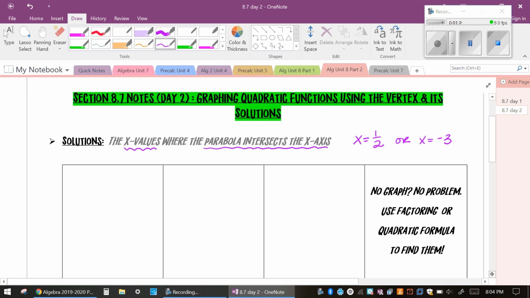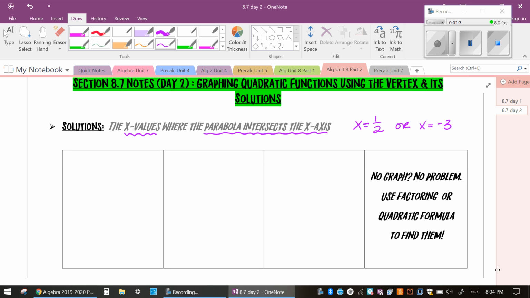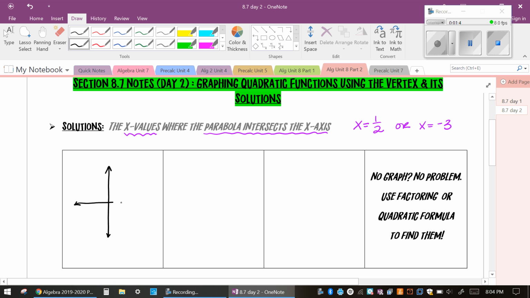So take a minute to draw this box with 4 columns. Pause the video if you need to. When you're ready, draw an x and a y axis in each box.